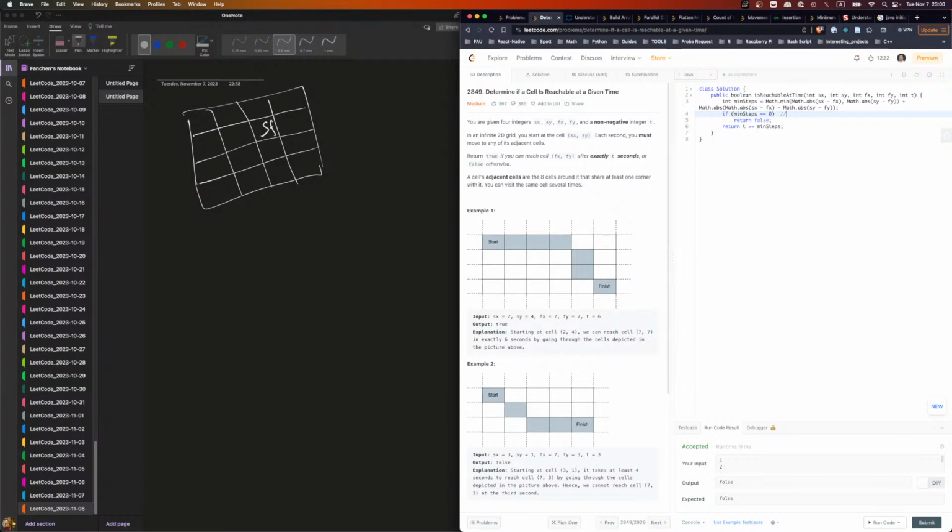Yeah, we can say when S and F overlap, that's actually not true. This shall return T is equal to min steps. When S and F overlap, there is only one way, right? There is only one way to go from S to F, and it takes 0 steps.